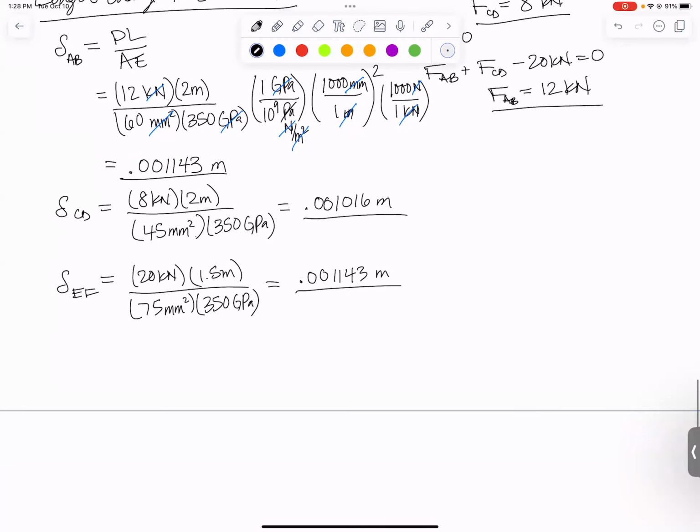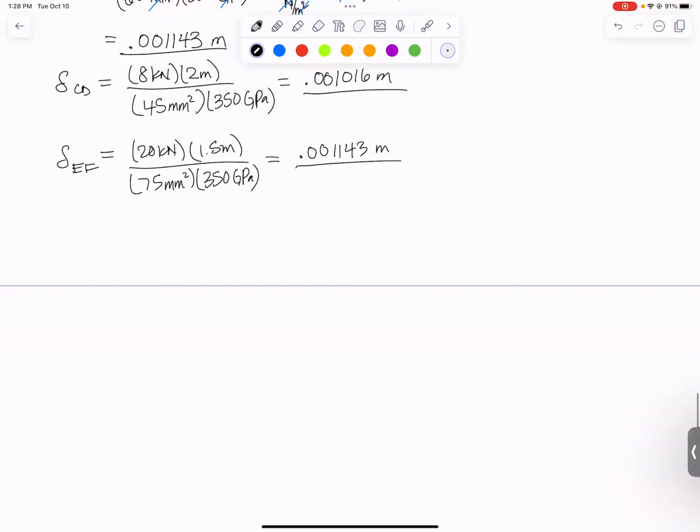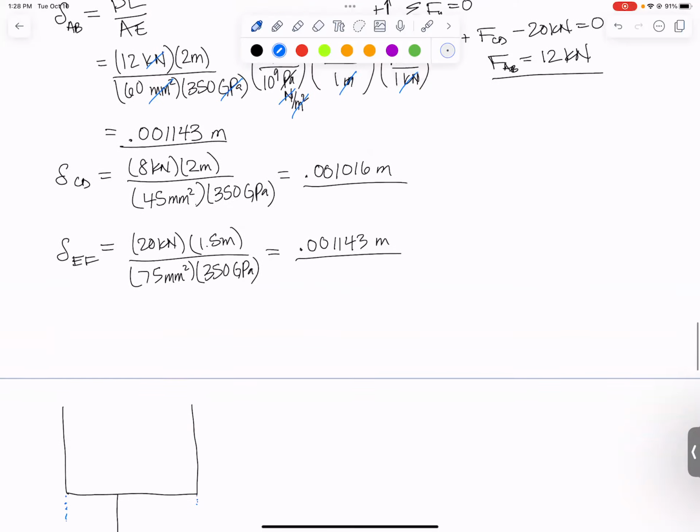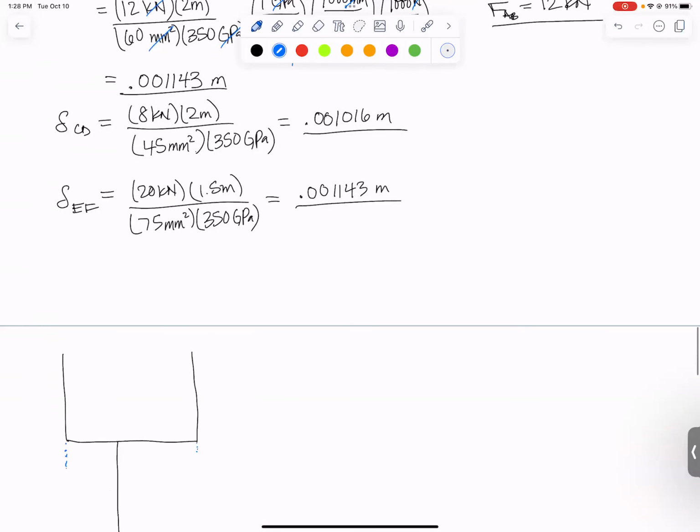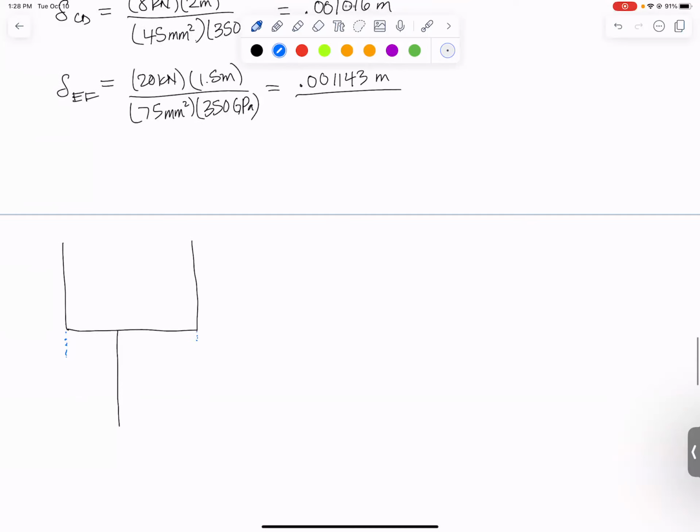Now let's look at some geometry. I want to sketch out my original shape, which looks kind of like football goalposts, off-centered. So what's going to happen is AB is going to move down a certain amount, and CD is going to move down a certain amount. One of these is bigger. AB is 0.0011. CD is 0.0010. So AB is just a little bit longer. So it's going to end up with some rotation here.